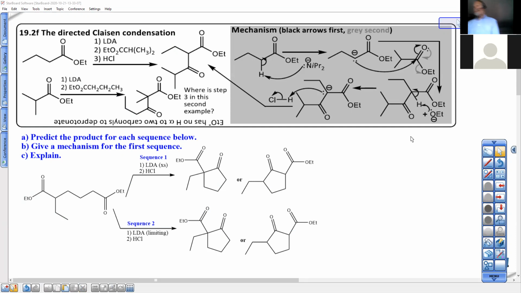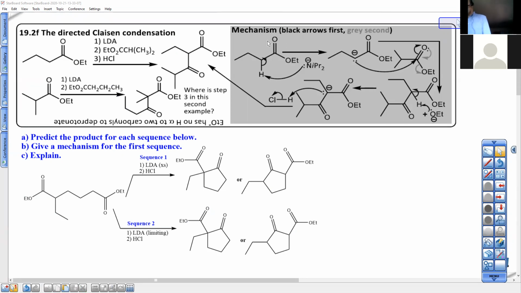We're going to use our new friend LDA, strong base, only knows how to take unhindered alpha H's. And it's going to grab this alpha H here, generate an enolate as we see here. And it's going to attack whatever we add. But don't forget, this is a 100% reaction. It's over. Step 1 is over when you generate the enolate. Then you have to give something to the enolate for it to react with.